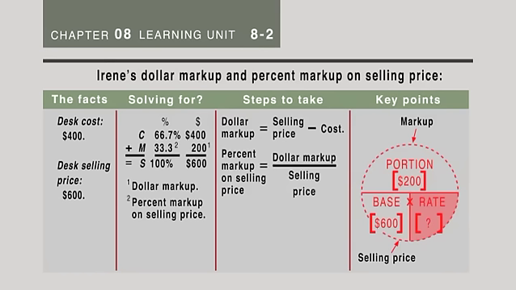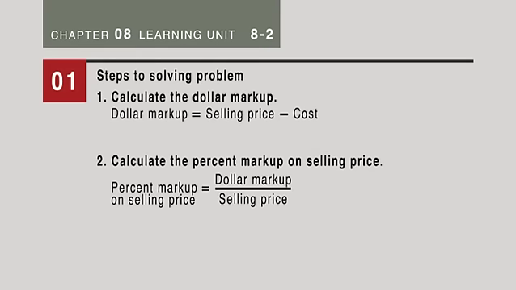We have the same facts. We're going to be solving for the dollar markup on selling price, so numbers are going to be a little bit different. The dollar markup is going to be the same. We take the selling price of $600 minus the cost of $400, which gives us that dollar markup of $200. But then to find the percent markup on selling price, we take that dollar markup of $200 and divide it by $600, the selling price, instead of the $400, the cost, which leaves us with a 33.3% markup on selling price.